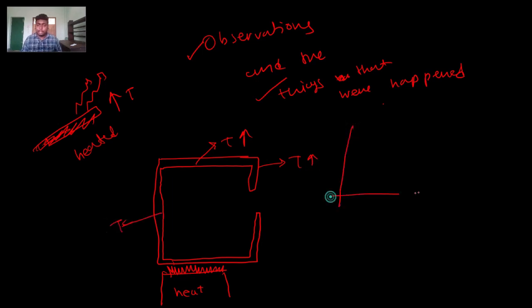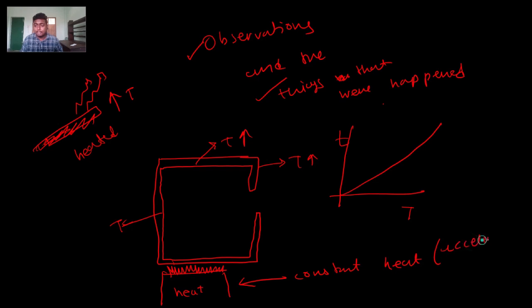If I make a graph, with temperature on this axis and time on this axis, then it is increasing. The temperature inside the black body is increasing with time, because I'm applying constant heat, and this heat is increasing the energy of the walls of the black body. Okay. So now if the walls of the black body are heated, they will start emitting radiation.